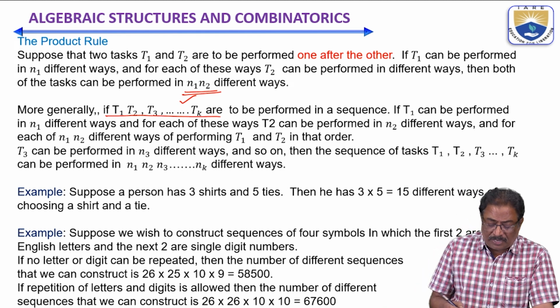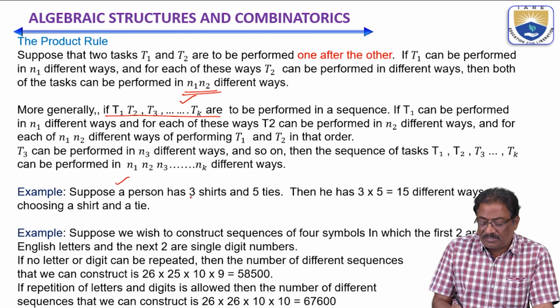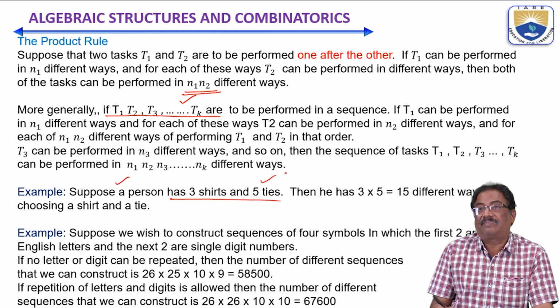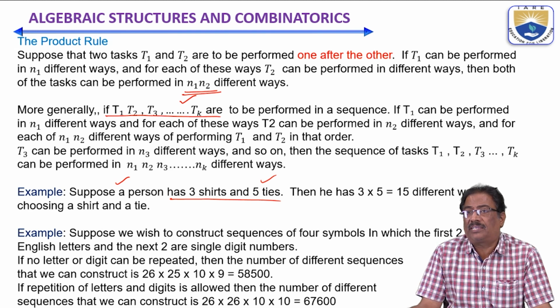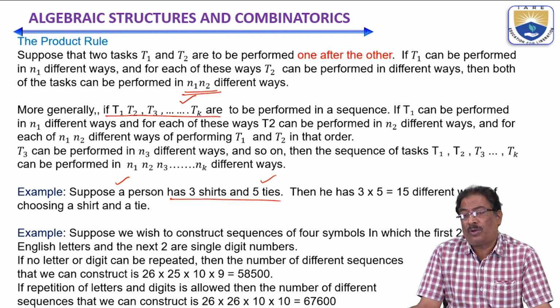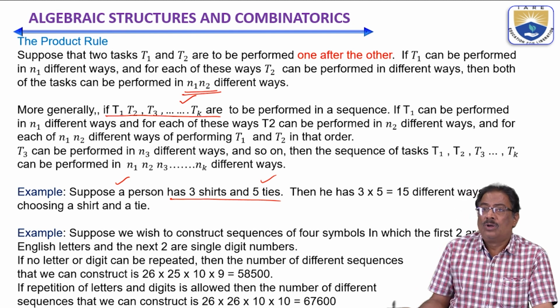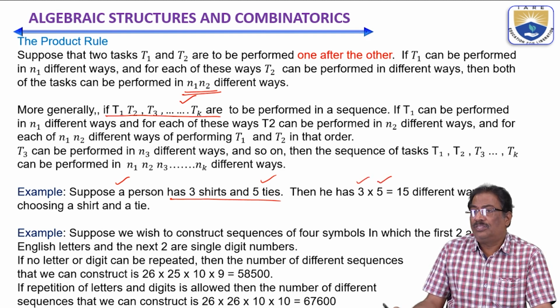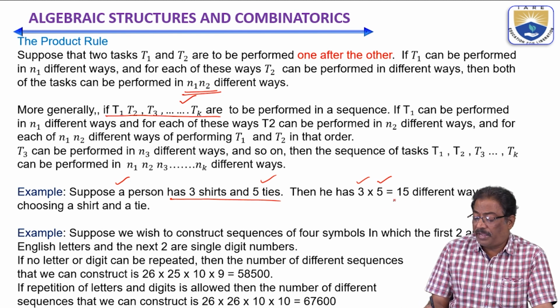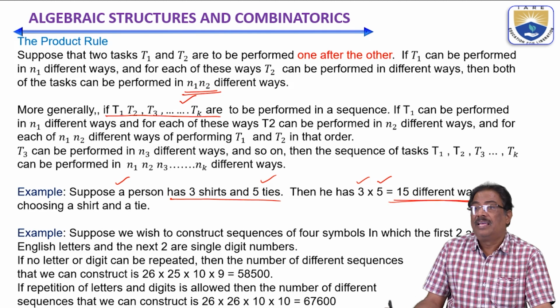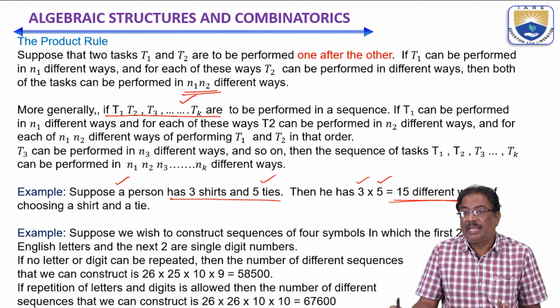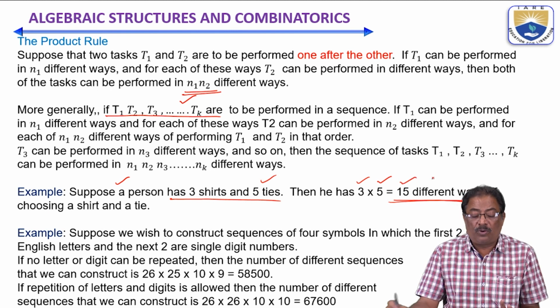Let us consider one example. Suppose a person has 3 shirts and 5 ties. Wearing a shirt is one task, and wearing a tie is another task. So we are going to perform shirt as well as tie, one after the other, these 2 tasks. One is 3 ways and the other is 5 ways. So one after the other, these 2 tasks can be performed in 15 different ways. That is m into n ways, and that is nothing but the product rule.